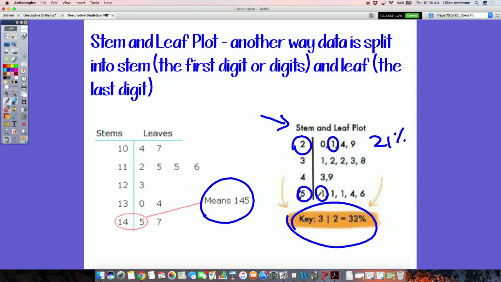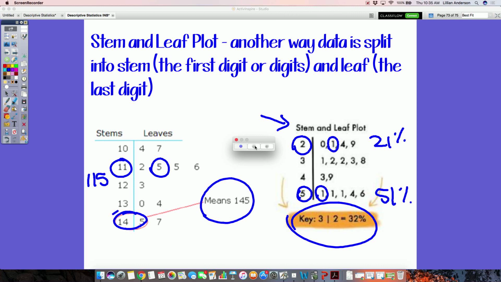This and this represents what? 51%. Look at this example over here. This and this, look at the key. 115%. This will represent 115. The key will tell you what the number is. On your yellow foldable, the first one, the one that says stem and leaf, you see the key down at the bottom where it says 2|3 equals 23? That's your key. Again, it's just another way to represent your data.